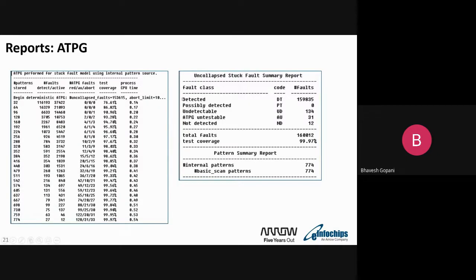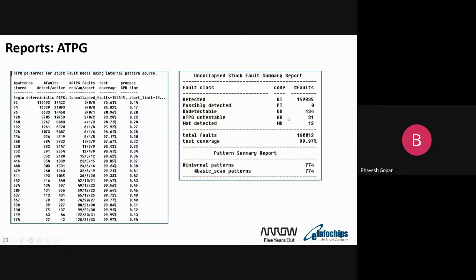Here the fault categories are DT, PT, UD, AU, ND. These are the different fault categories. The test coverage equation mainly depends on detected faults divided by the total faults minus UD faults. This is the equation which will give the test coverage.